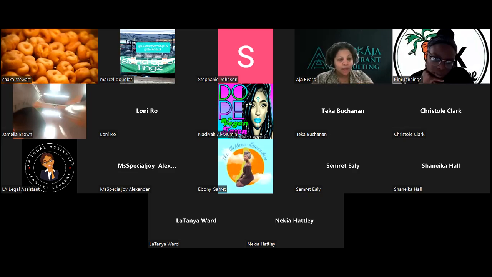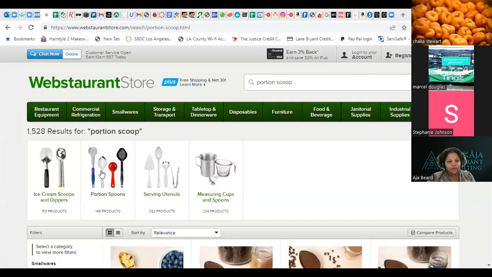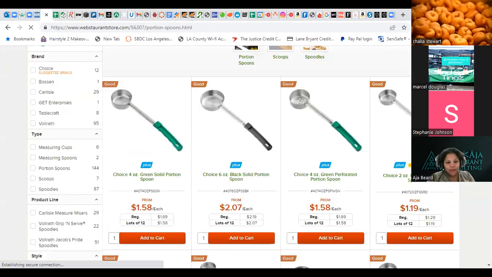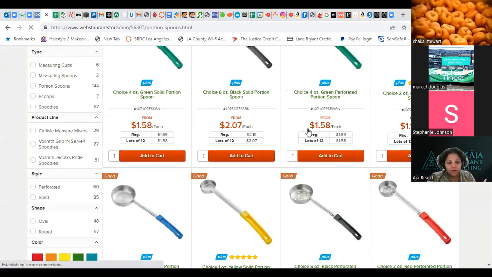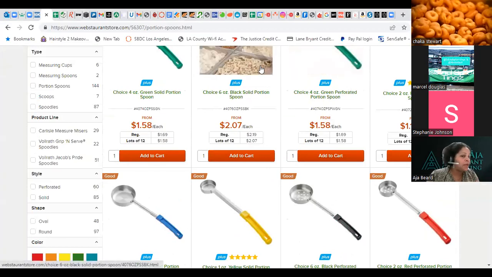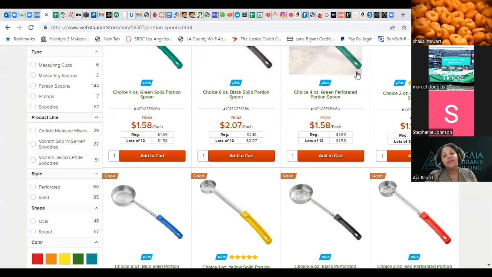So then I would also get, and you don't have to get them from Webster, but I'm just showing you here, I would get a portion scoop. This is exactly what you would do. You can pick any size. Maybe you want a 4-ounce one. These usually are color coded. So if you wanted the green one to be for your veggies, maybe the 6-ounce one is for the beans and it's got a black handle. You got a 2-ounce one for the plantains and it's red, but at least you have a dedicated portion for each item. So you're consistently giving the same amount.